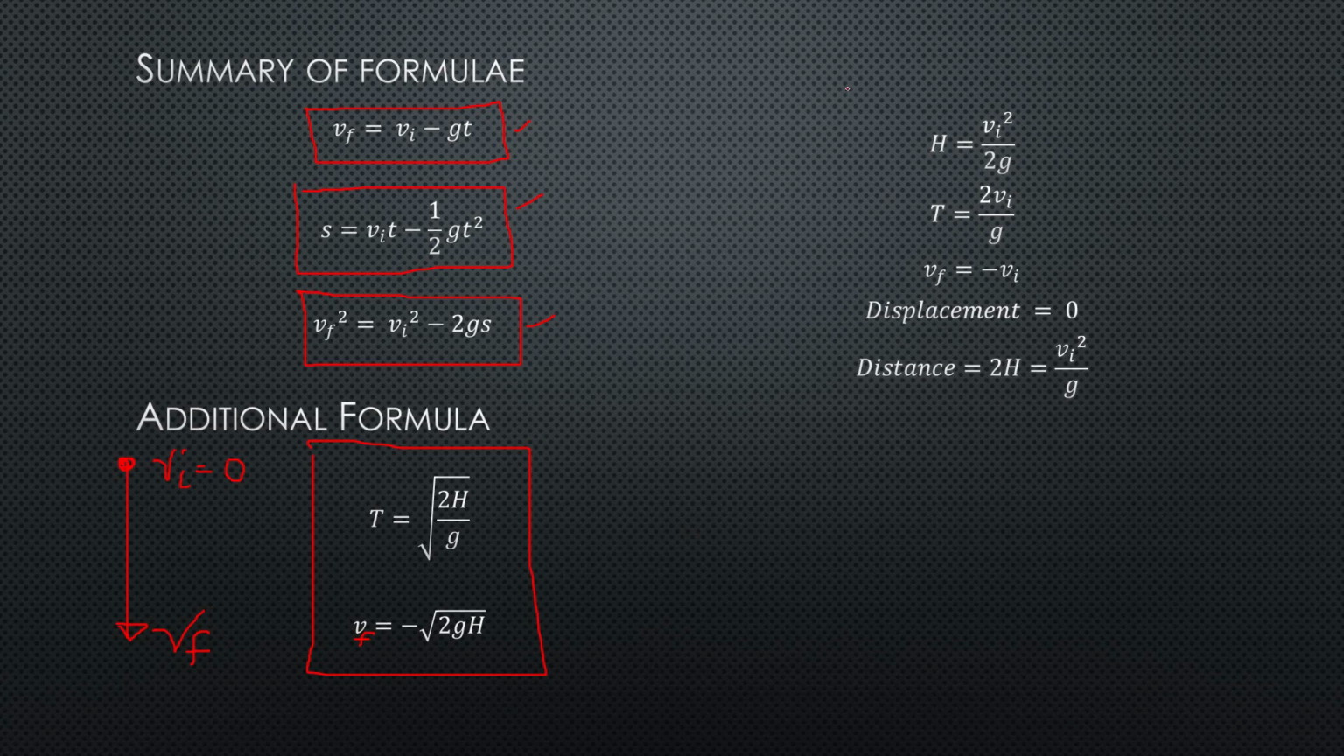Now these are the previous examples from the scenarios given. Maximum height, this is the time taken, and what will be the final velocity when it reaches the ground. Its displacement is 0, and the distance of the whole motion is twice its maximum height.